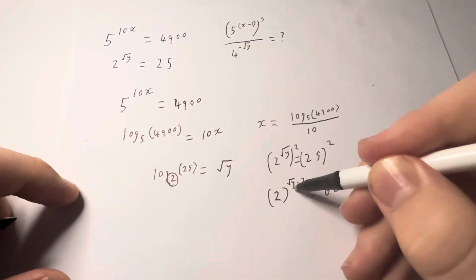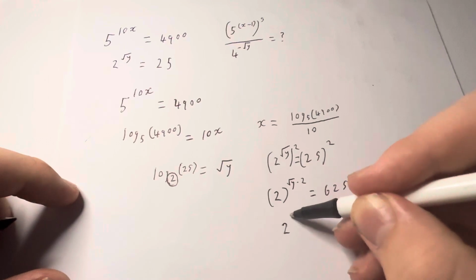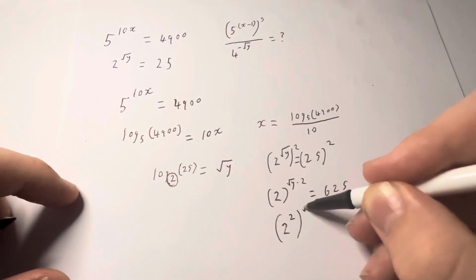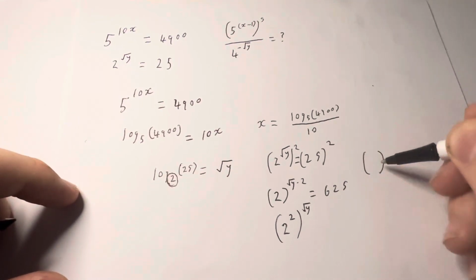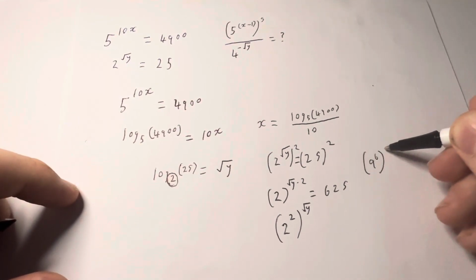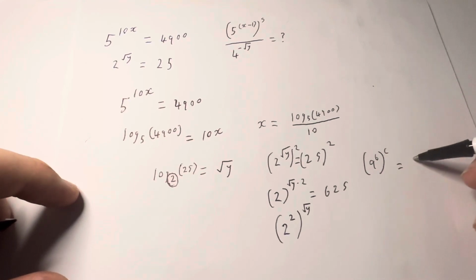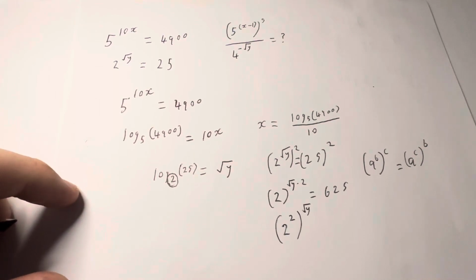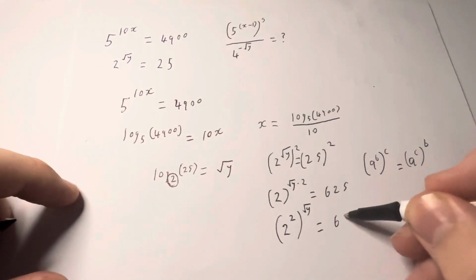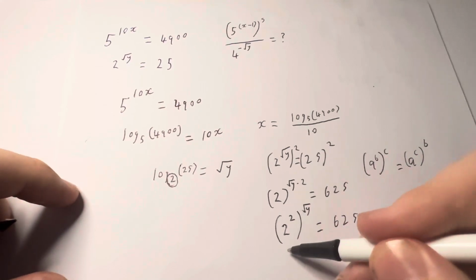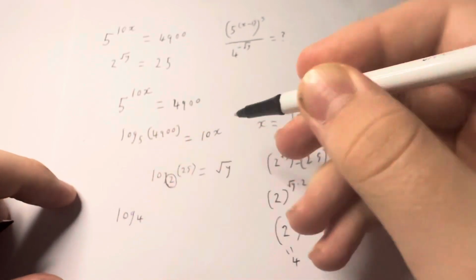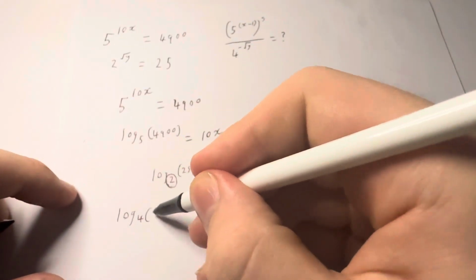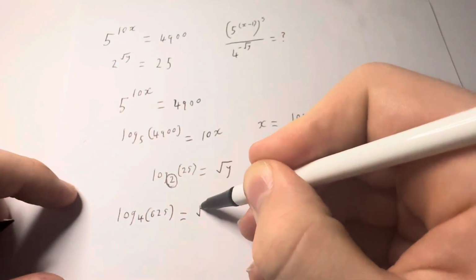So we can rewrite this as 2 to the power of 2 in brackets to the square root of y. We know this because of this property called a to the power of b to the power of c is equal to a to the c to the power of b. Okay, so we know that's equal to 625. So this is just equivalent to 4. So we can write this as a log base 4 of 625 is equal to square root of y.